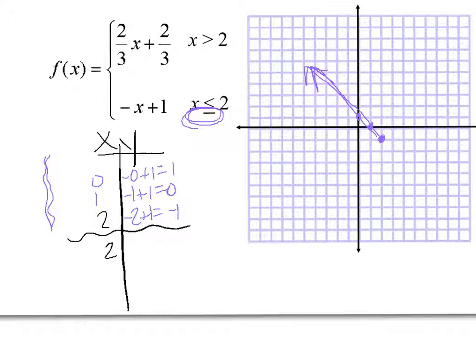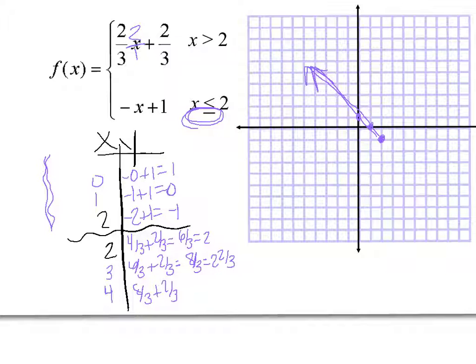And then for the numbers bigger than, we're plugging in the top one. So I plug in 2, and then it's going to be 2 over 1. So I get 4 thirds plus 2 thirds gives me 6 thirds, which is 2. Then I plug in 3, which 3 times 2 is 6. So I get 6 thirds plus 2 thirds gives me 8 thirds, which is 2 and 2 thirds. And if I plug in 4, I've got 8 thirds plus 2 thirds, which is 10 thirds, which gives me 3 and a third. These aren't the best numbers to work with, but they are what they are.